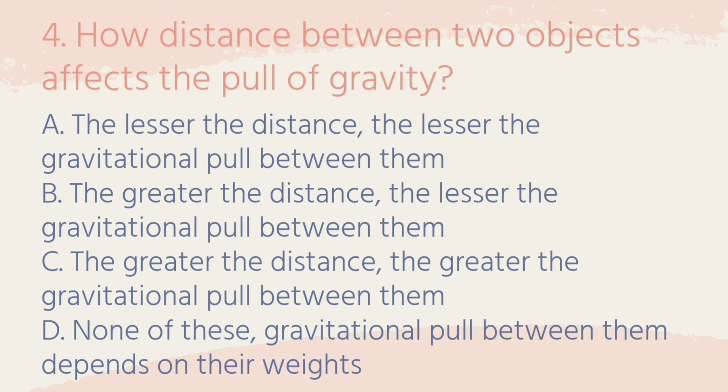Number 4. How distance between two objects affects the pull of gravity. A. The lesser the distance, the lesser the gravitational pull between them. B. The greater the distance, the lesser the gravitational pull between them. C. The greater the distance, the greater the gravitational pull between them. D. None of these. Gravitational pull between them depends on their weights.